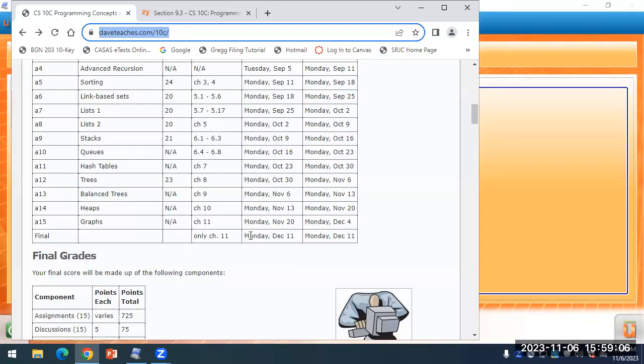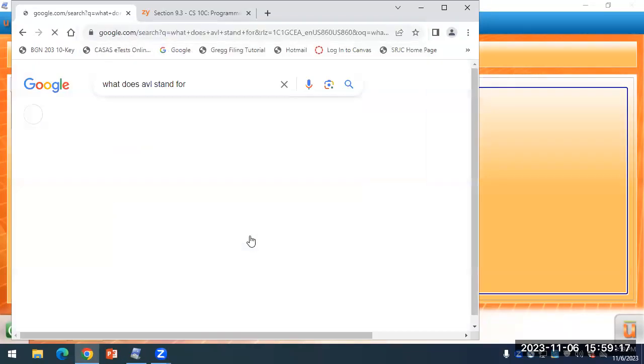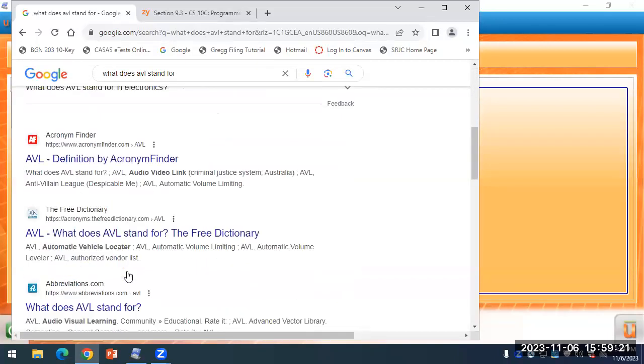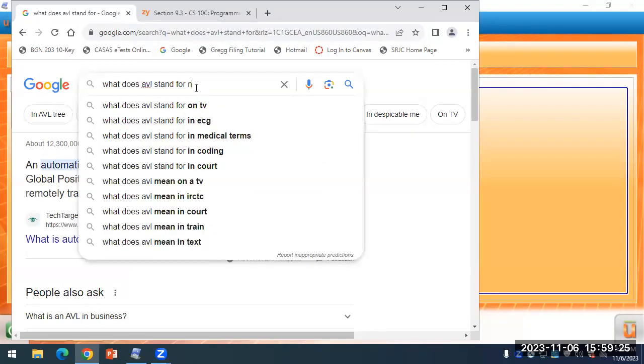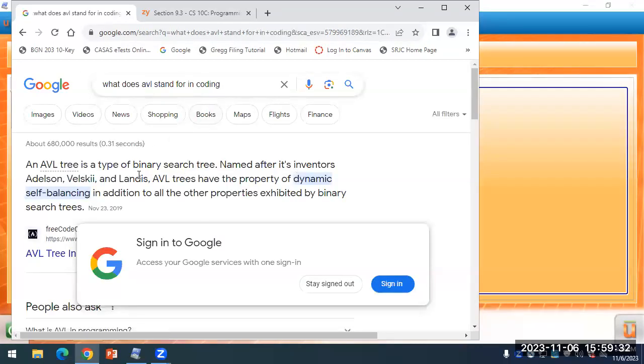Yeah, what's in the APL standard? I have no idea. That's a great question. Automatic vehicle locator. No. You don't think so? Encoding. Named after its inventors, Adelson, Velsky, and Landis.